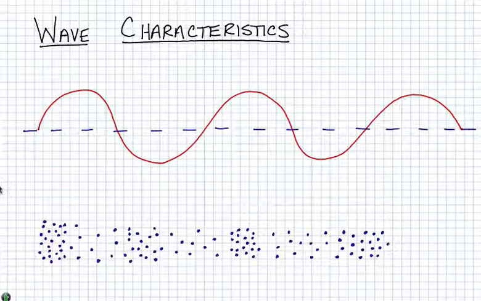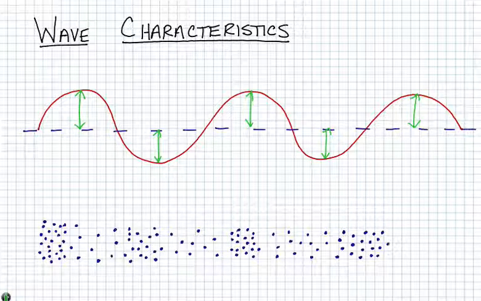Let's start with the transverse wave. That's probably one you guys are more familiar with. The first thing we're going to need to look at is, what is this called? This distance right here is the same as this distance. It is also the same as this distance. It is the same as this distance, and so on and so forth.